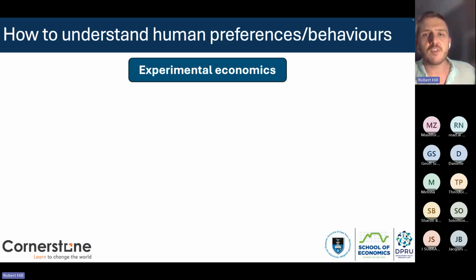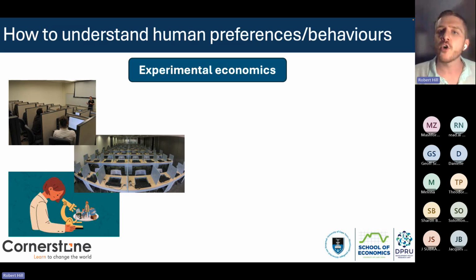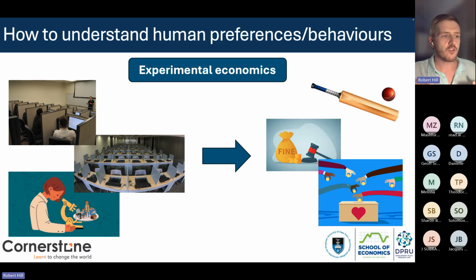Experimental economics makes use of different sorts of tasks. You bring people into a lab and you basically observe their decisions. And you observe their decisions over certain behavioral traits that you want to try and understand. So, are people likely to punish others?